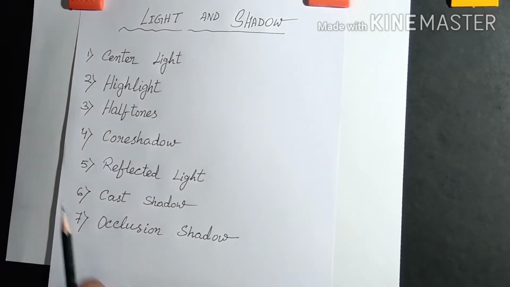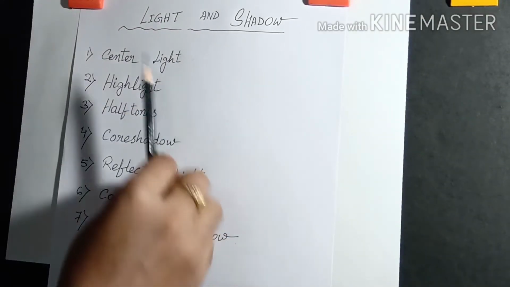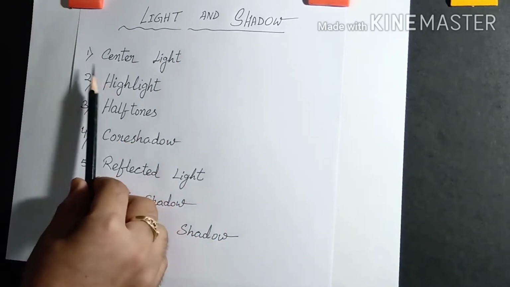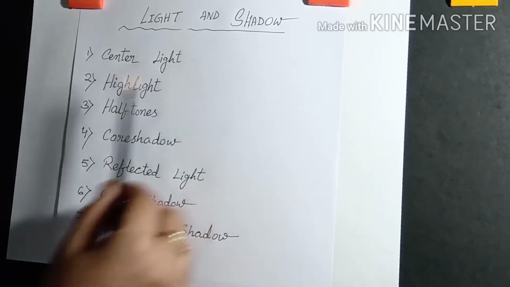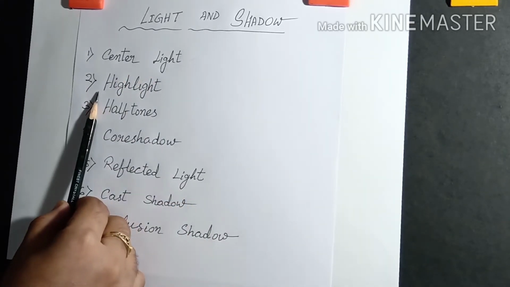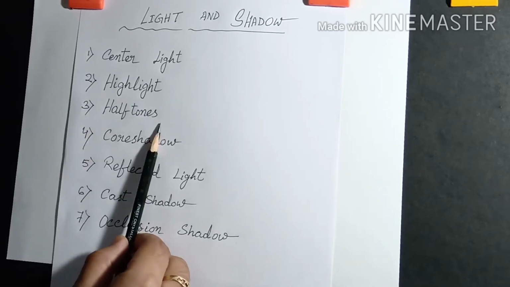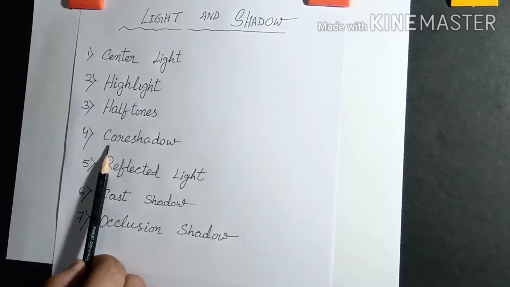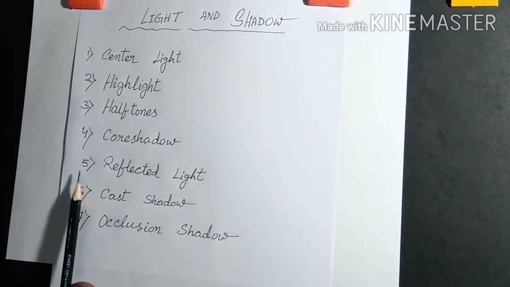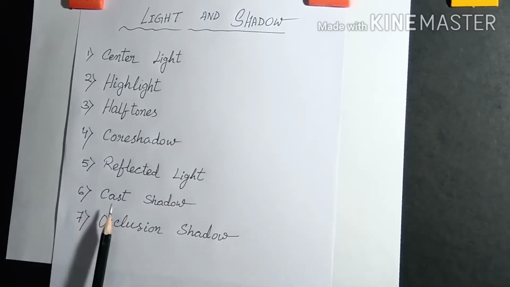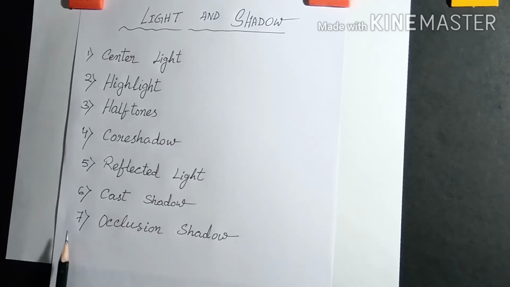Now on this page we can see the points where light affects an object. First one is the center light, second one is the highlight, third one is the half tone, fourth one is core shadow, fifth one is reflected light, sixth one is cast shadow, seventh one is occlusion shadow.